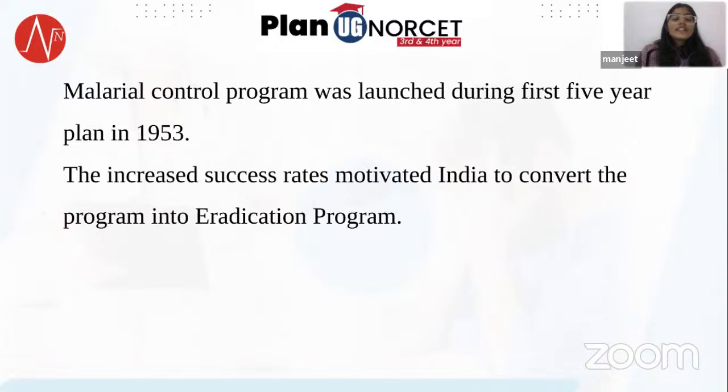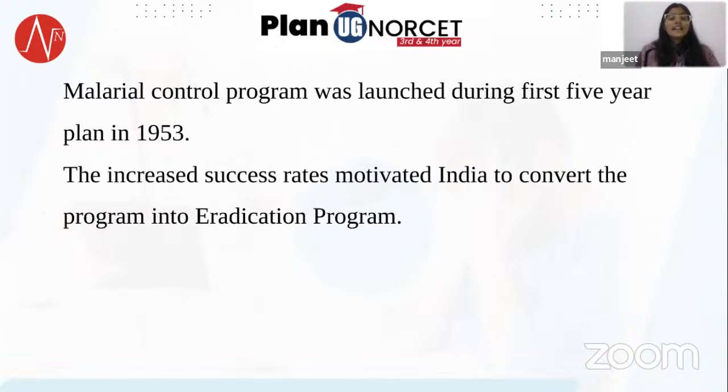So when there is control, from control we go on to which phase? We go on to elimination phase. From elimination phase, we go on to which phase? Eradication phase. Clear? So there are three phases: control phase, elimination phase, and eradication phase. Now, another very famous question: what is the difference between elimination and eradication? Any idea, students? What is the difference between elimination and eradication?